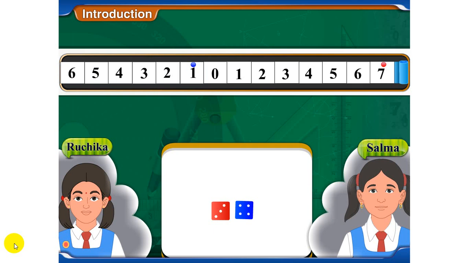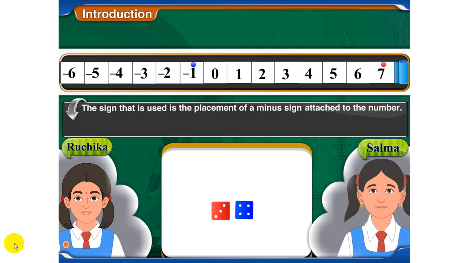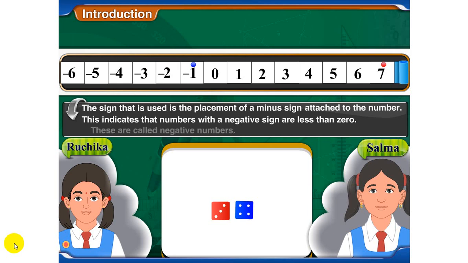So Ruchika said, "Let us use a sign on the other side as we are moving in opposite direction." So you see, we need to use a sign going for numbers less than 0. The sign that is used is the placement of a minus sign attached to the number. This indicates that numbers with a negative sign are less than 0. These are called negative numbers.